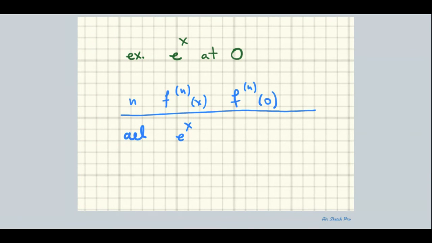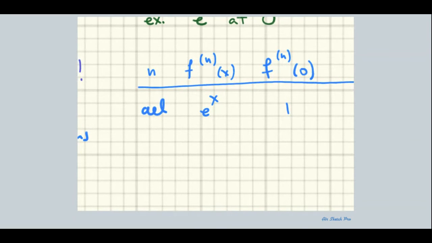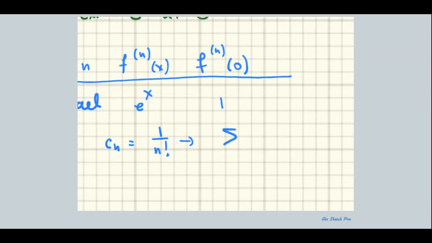What's this when I plug in x equals 0? Yup. All the nth derivatives at 0 are 1, and so all of the coefficients are 1 over n factorial. And that leads us to this expansion, x to the n over n factorial.